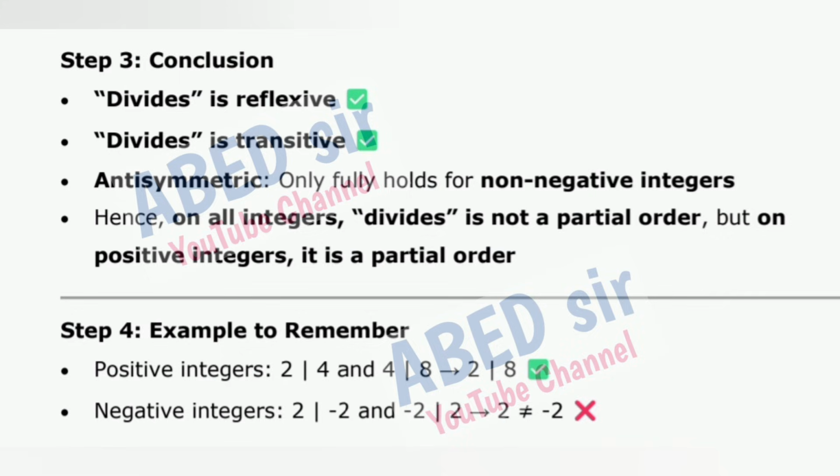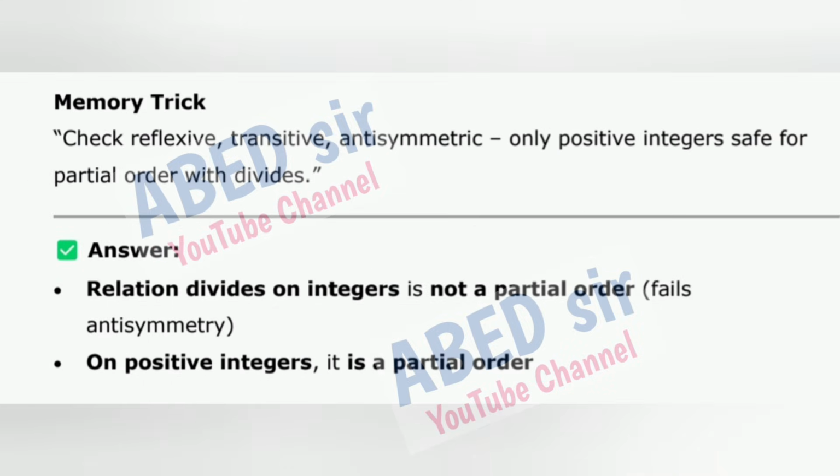Step 4. Example to remember. Positive integers, 2 divides 4 and 4 divides 8, so 2 divides 8. Negative integers, 2 divides -2 and -2 divides 2, but 2 is not equal to -2. Memory trick. Check reflexive, transitive, antisymmetric, only positive integers are safe for partial order with divides. Answer. The relation divides on integers is not a partial order, it fails antisymmetry. On positive integers, it is a partial order.